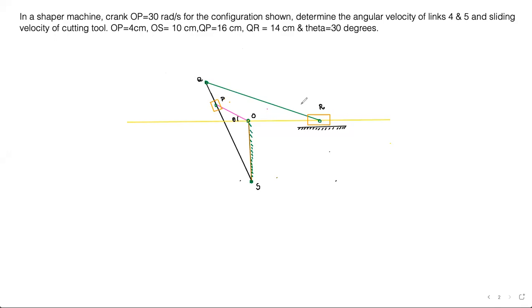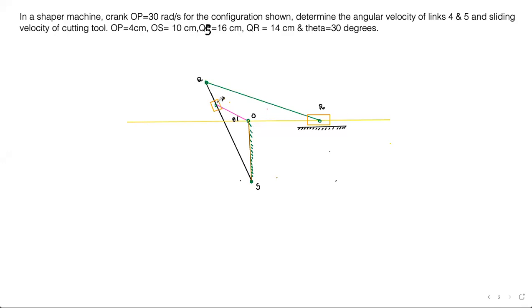So first step is you have to draw this configuration diagram on your own. First you start with OS, draw a vertical line, and then a reference yellow line I have drawn in a horizontal position. Now from this yellow line I have taken 30 degrees angle, and then I have taken the measurement of OP as 4 centimeters. Then from S I have just extended the line to Q. So we have QP as 16 centimeters. Sorry guys, this is actually QS, not QP. So this is QS 16 centimeters.